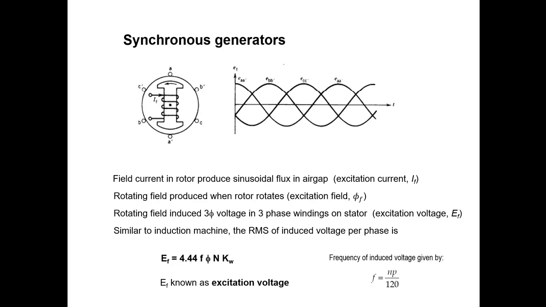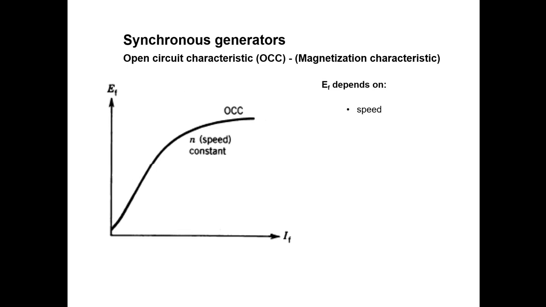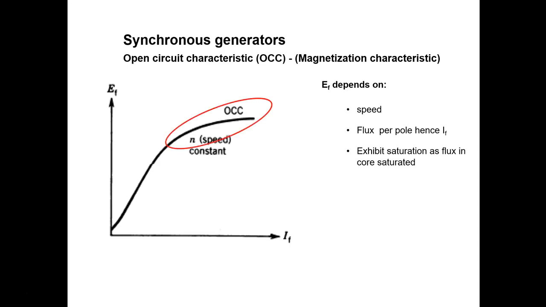poles. If the RMS of the induced voltage is plotted as a function of the field current, IF, then we will get what we call the magnetization characteristic curve of the synchronous machine, which is shown here. If you remember, the shape is almost similar to the magnetization curve that we used for the DC machine previously. As the field current is increased, the flux in the core saturates, and since EF is proportional to the flux, the saturation will also be reflected in this magnetization curve.